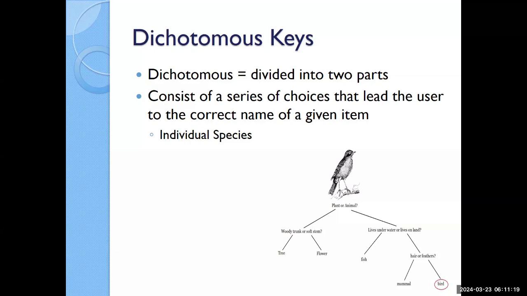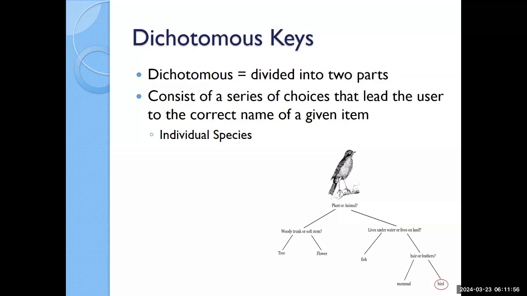What we're looking at here is a very simplified dichotomous key. Let's say I was an alien from outer space and I took Earth 101. When I arrive on this planet and I come face to face with this organism, I can ask myself, plant or animal, and choose animal, and the branch takes me from animal to the next series of questions. Does it live underwater or on land? Because I'm on land and it's in a tree, I'm going to say on land. That brings me to the next question: hair or feathers? Because it has feathers, I can make a distinction and come to the answer, it's a bird.